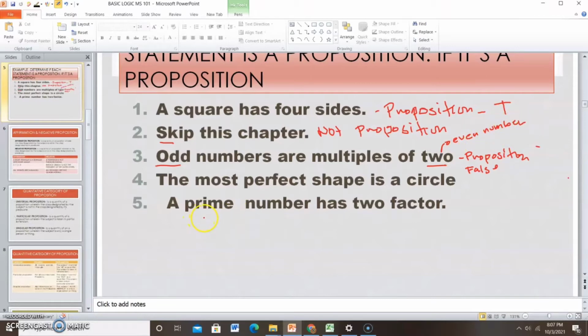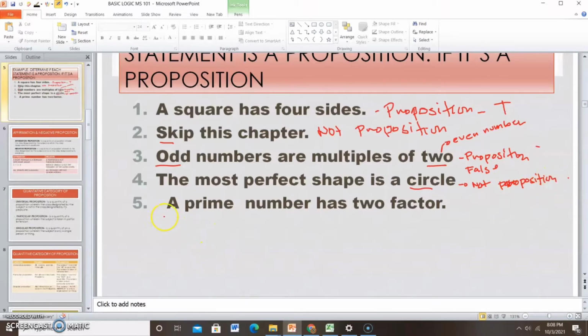Next, number 4, the most perfect shape is a circle. It is not a proposition, because it does not imply truthfulness. So, not a proposition.